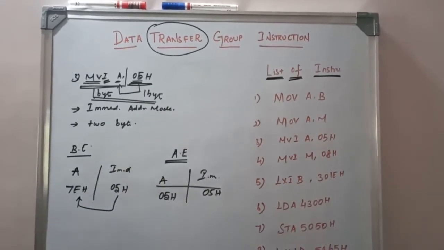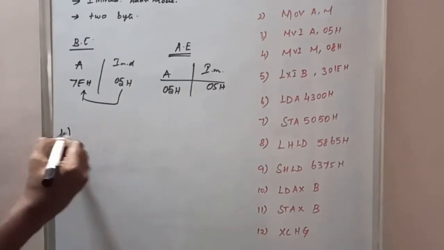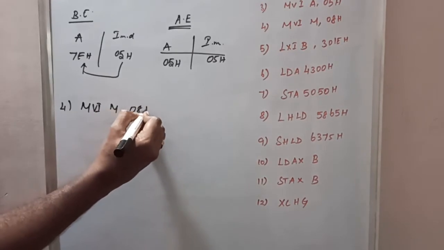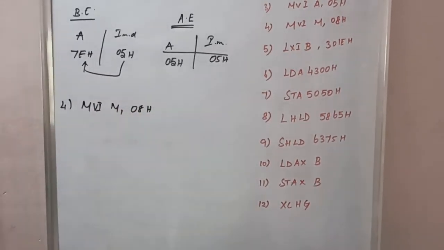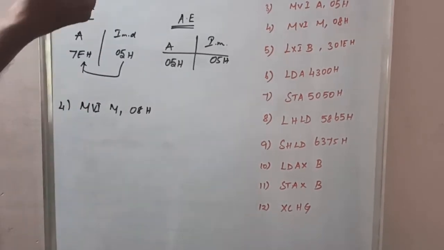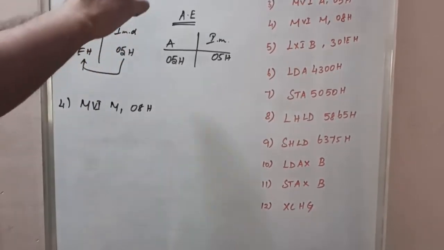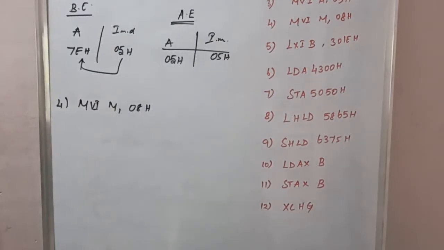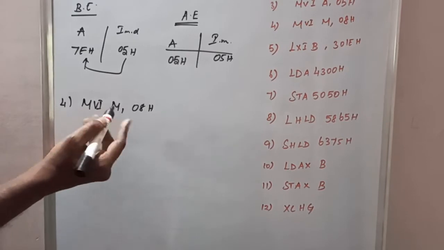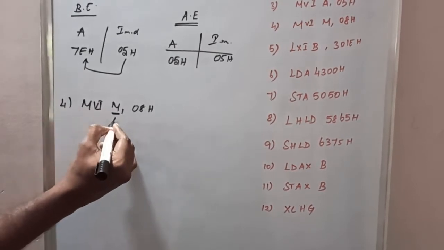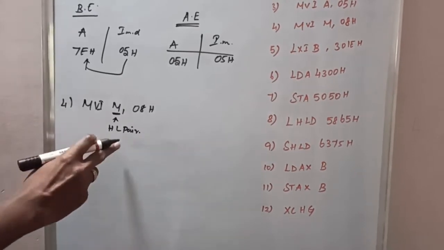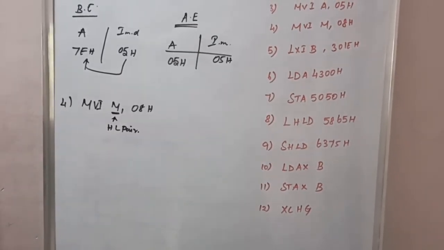Next, fourth one, MVI M comma 08H. There is only one difference between these two instructions. In the first instruction you represent the accumulator, so the accumulator is the destination and the 8-bit value is transferred to the accumulator. But in this instruction, the destination is memory. For this memory, you consider the HL pair register, which holds the 16-bit address location.